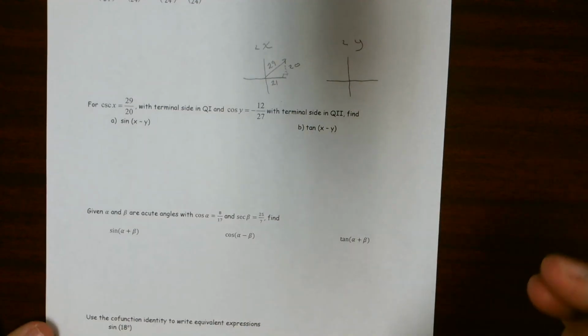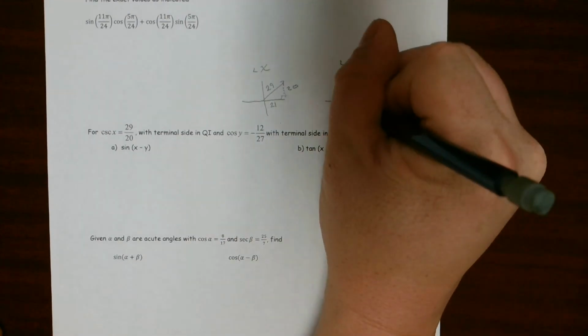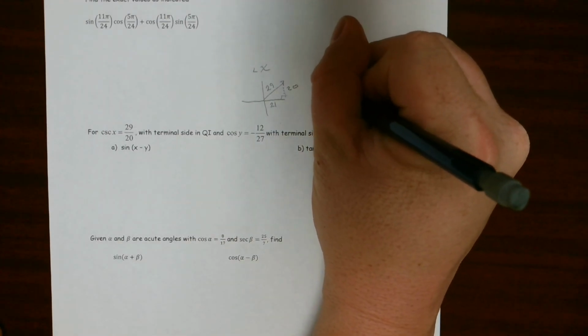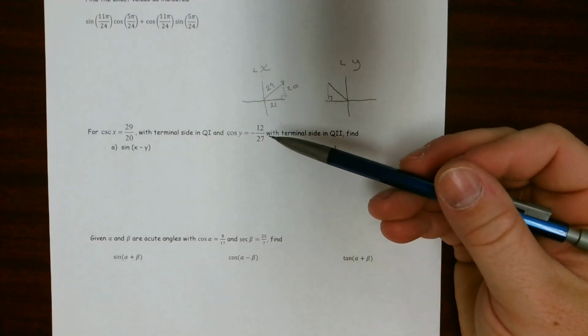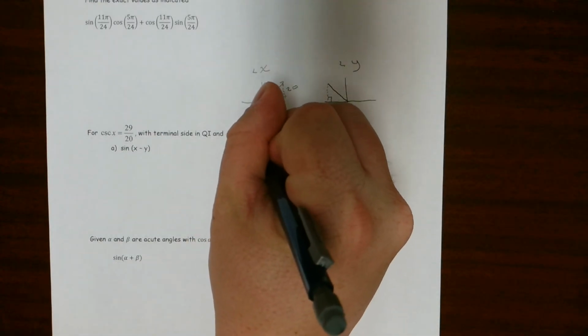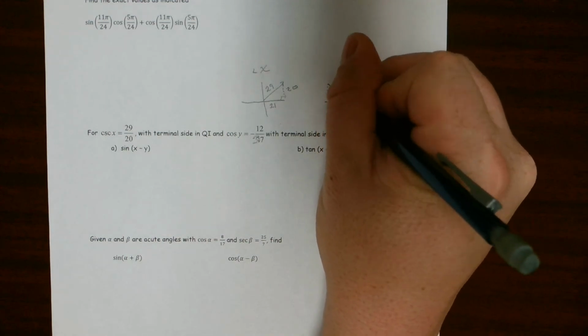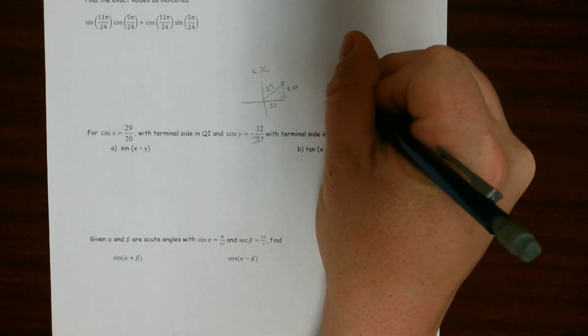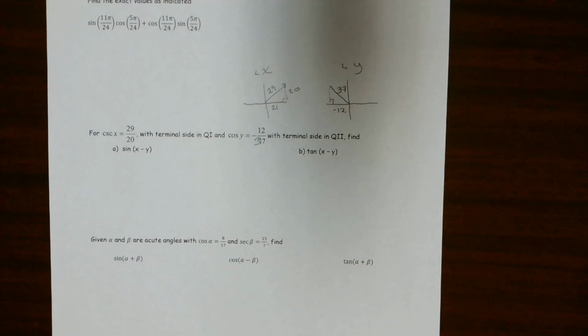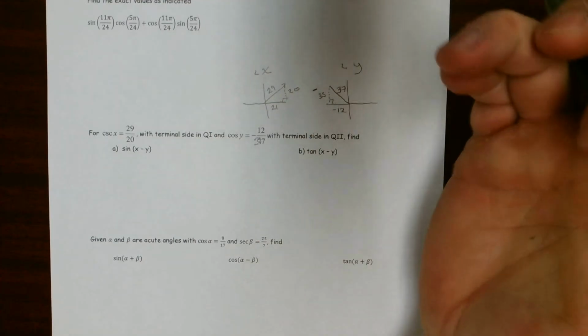Now let's do angle y. Well, angle y is supposed to be in quadrant 2, it said. So let's go ahead and draw it in quadrant 2. Turn it into a right triangle. It's got a cosine of negative 12 over, and this is supposed to be a 37, folks. I apologize. So let's make that a 37. So the adjacent is negative 12, and the hypotenuse is 37. If we do some quick Pythagorean theorem, we get this to be 35.